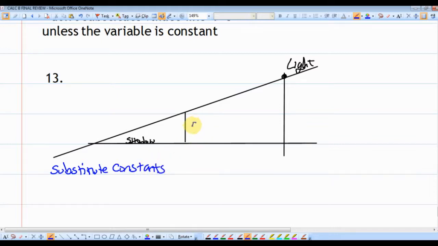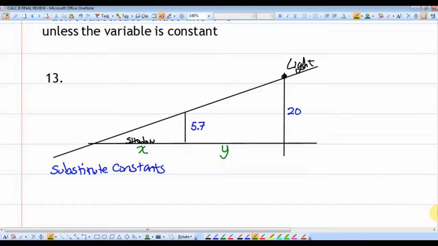Okay, so we know Alexis is 5.7 feet tall. She's not changing height. She's not growing that quickly. We know that the street light is 20 feet above the ground. And she's 10 feet from the base. Is that constant or is that changing? We know her velocity, but I think I just want to deal with lengths right now.